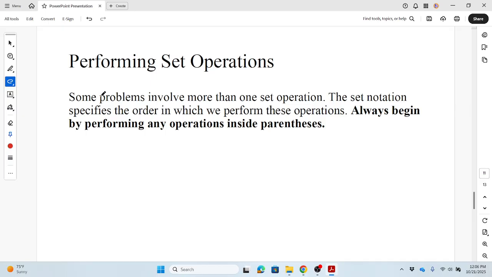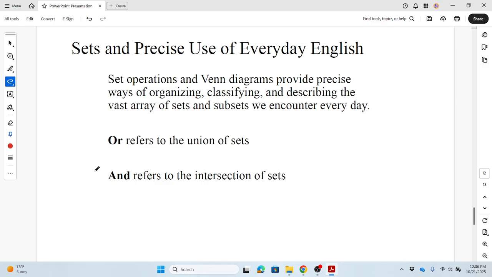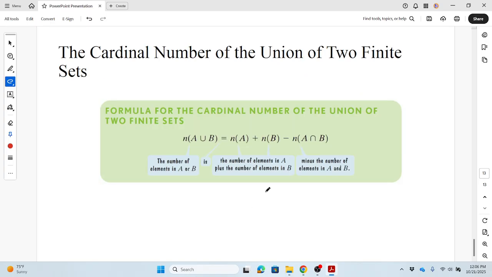Some problems involve more than one set operation. Whenever we try to do the operation, always begin by performing any operation inside the parentheses. Or means union in the set operation, and means intersection. So whenever you see A or B, you're talking about A union B. Whenever you see A and B, that means you're talking about the intersection.